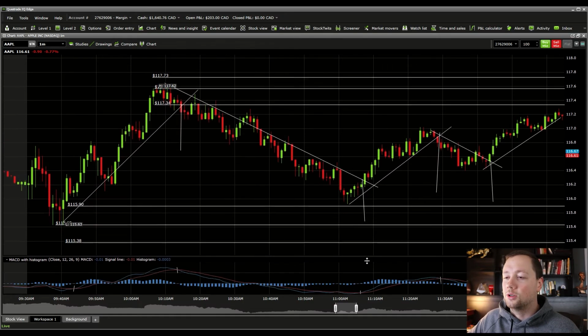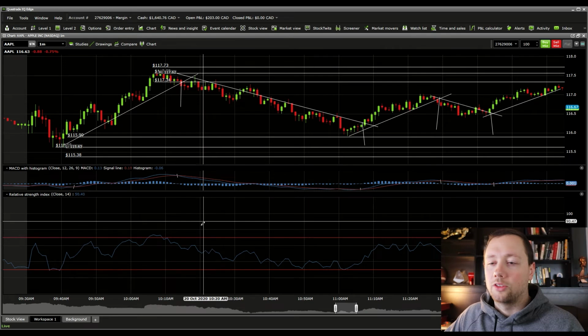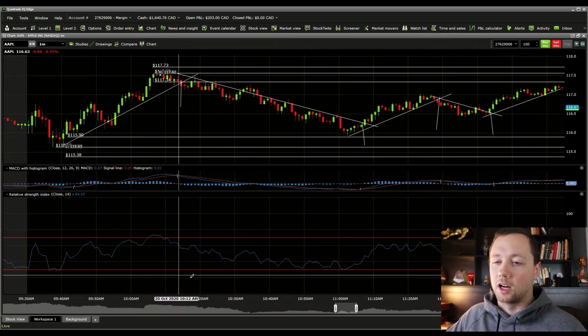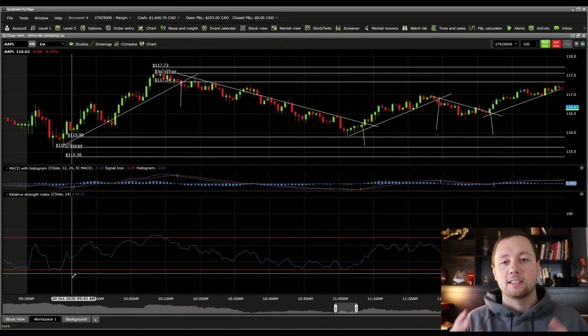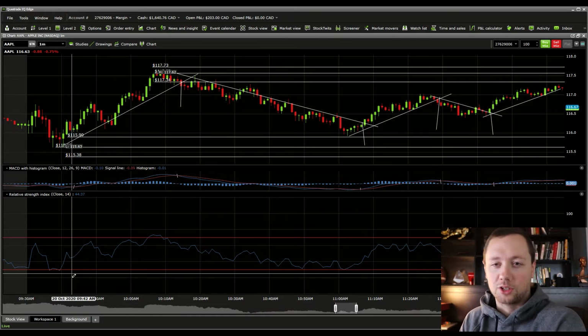So what I'm going to do here is I'm going to minimize the MACD and I'm going to add in the RSI. So I've now got the RSI, the Relative Strength Index indicator, down here at the bottom of my chart. And basically what this does is it says the stock is either oversold or overbought. Too many people are buying in or too many people are selling out, and it probably doesn't represent the fair value of the stock at the moment.